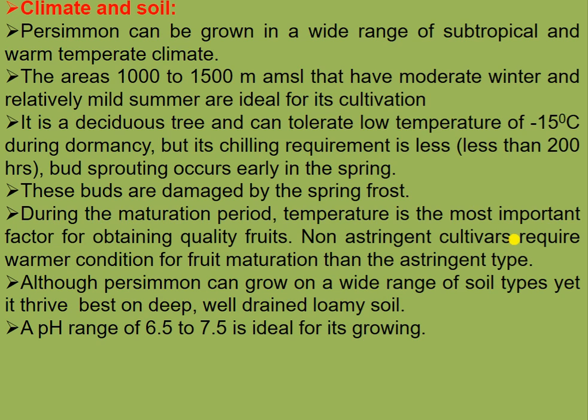During the maturation period, temperature is the most important factor for obtaining quality fruits. Non-astringent cultivars require warmer conditions for fruit maturation than the astringent type. Although persimmon can grow on a wide range of soil types, it thrives best on deep, well-drained loamy soils. A pH range of 6.5 to 7.5 is ideal for its growing.